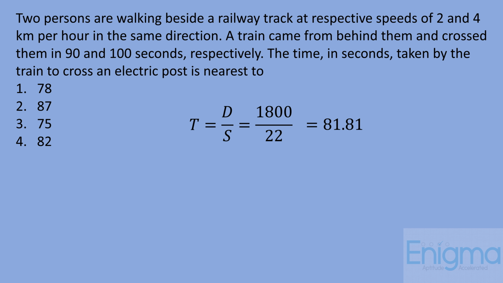Now the question asked is the time in seconds taken by the train to cross an electric post is nearest to. So our required answer will be 82.